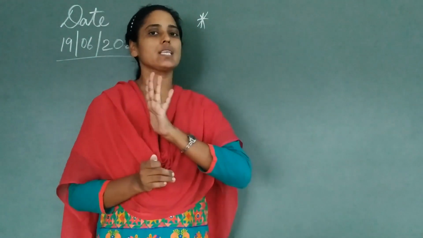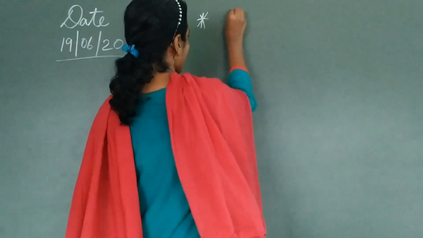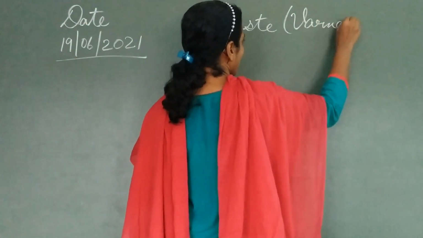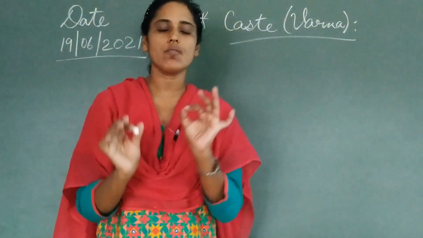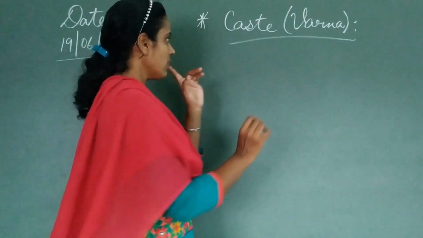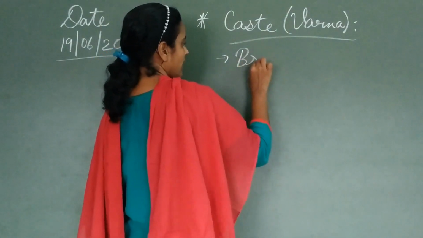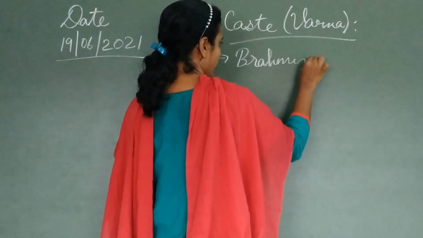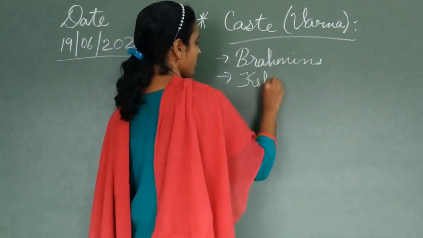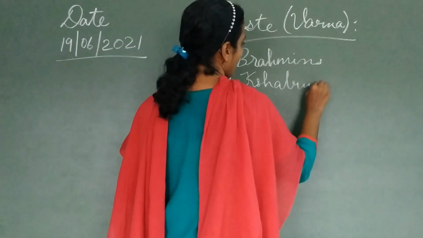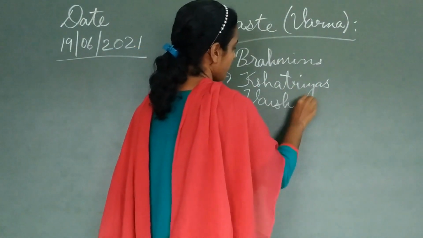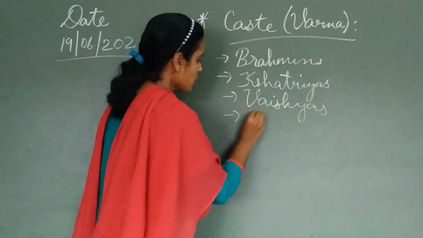Now students, the main discrimination in those days was seen in the caste system. That is Varna, the Hindi word here, Varna. Caste system means society was divided into different categories or classes. There are four main castes. The first one is Brahmins, the second is Kshatriyas, the third one is Vaishyas, and the fourth one was Shudras.